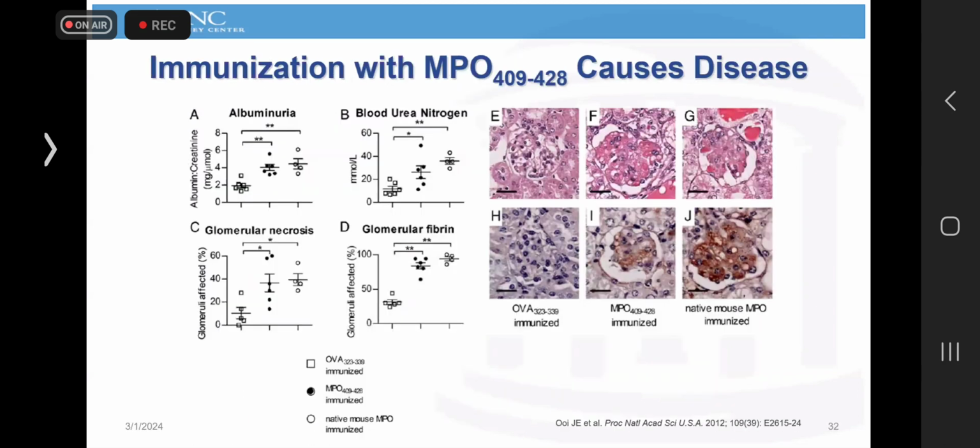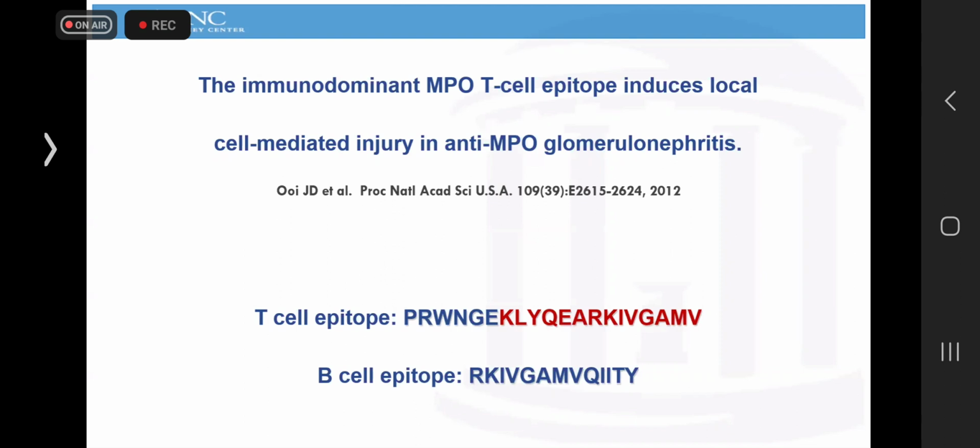And that part of the myeloperoxidase molecule is the same part that our Australian colleagues have really used very nicely to show that you can immunize with mouse myeloperoxidase and cause disease. And when you look at the human epitope and the mouse epitope on myeloperoxidase, you find, in fact, that the T cell epitope has this RKIV group of amino acids, which look very similar to the human B cell epitope. Mouse and man, in this case, converge.